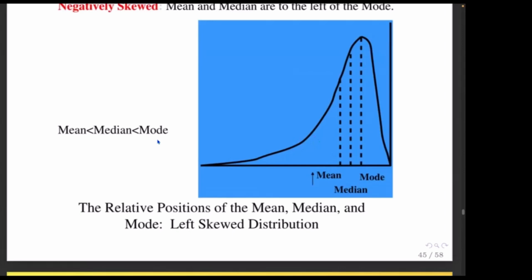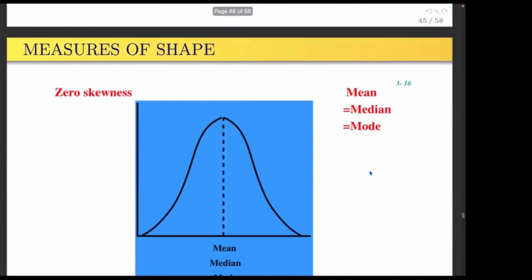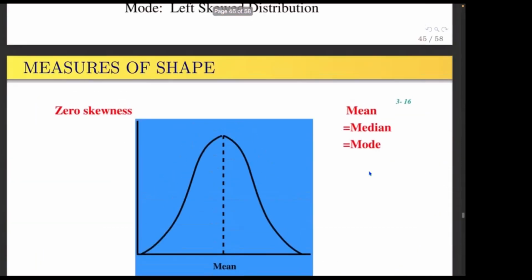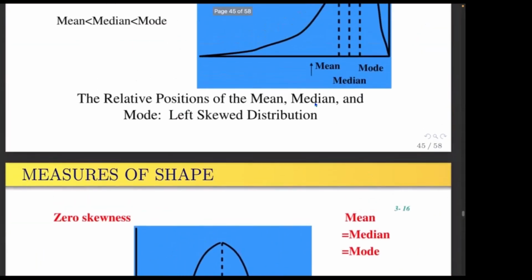When the tail is to the left, it is left skewed or negatively skewed. The mean is here, the median is somewhere here, and then the mode is the topmost, the highest point. So here we can see that the mean is less than the median, and the median is also less than the mode. And then when it is right skewed, the mean is greater than the median, which is greater than the mode.